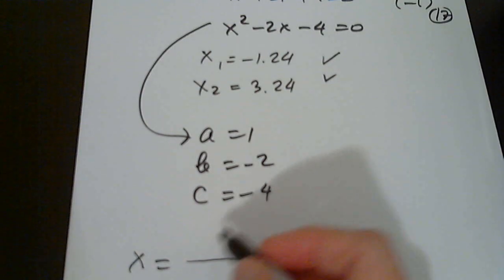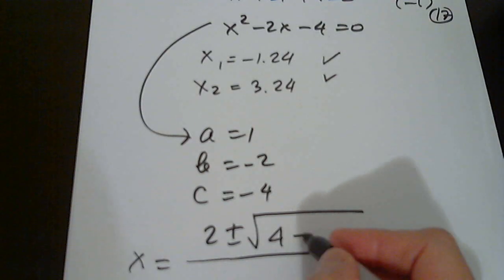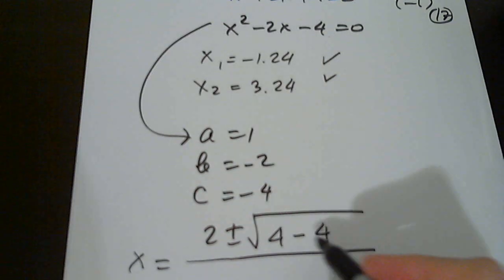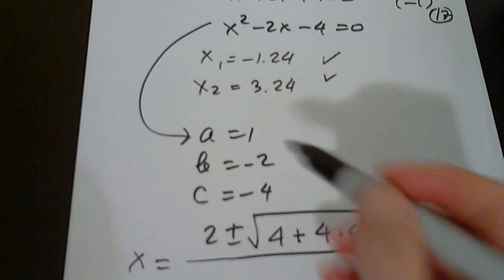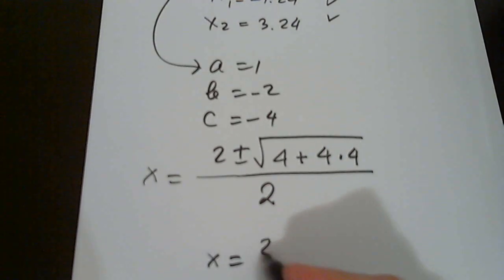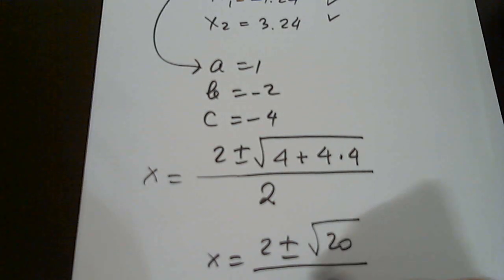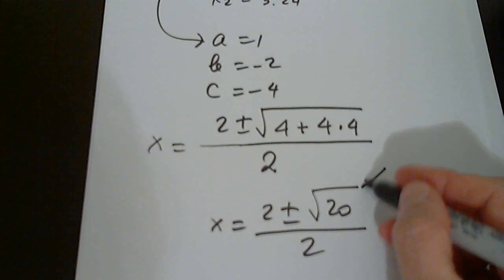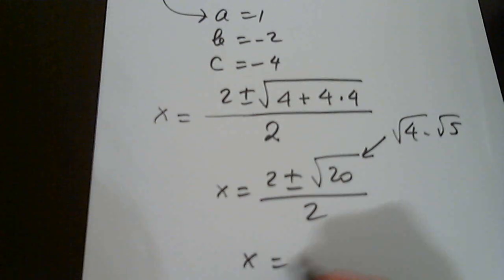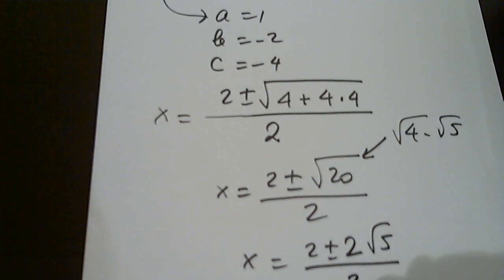So -b plus or minus the square root of b squared minus 4 times a times c. When I multiply this, I get -4, and I'm going to change this times 4, over 2a. So then x equals 2 plus or minus the square root of 16 plus 4, which is 20, over 2. But remember, you have to rewrite 20 as the square root of 4 times the square root of 5. So x equals 2 plus or minus 2 times the square root of 5, divided by 2. Do not simplify like this.